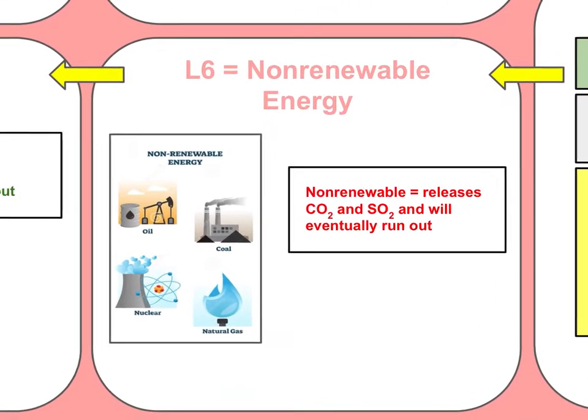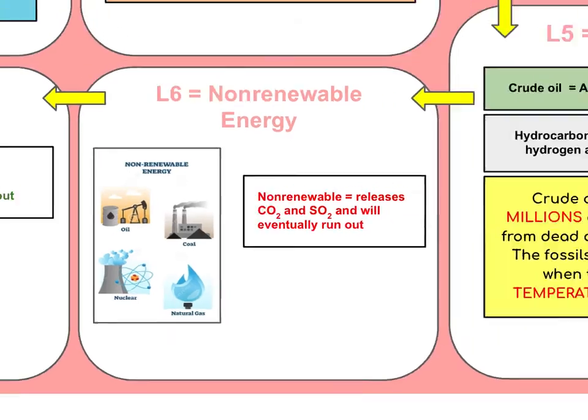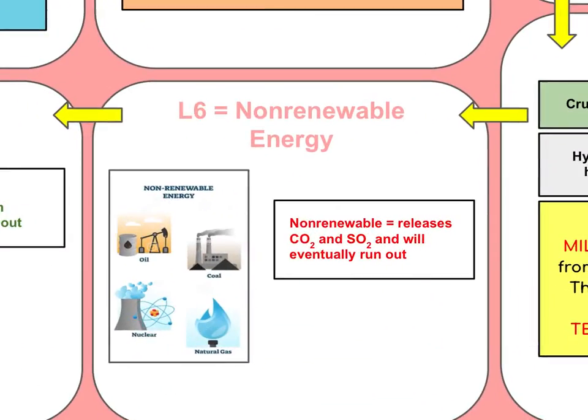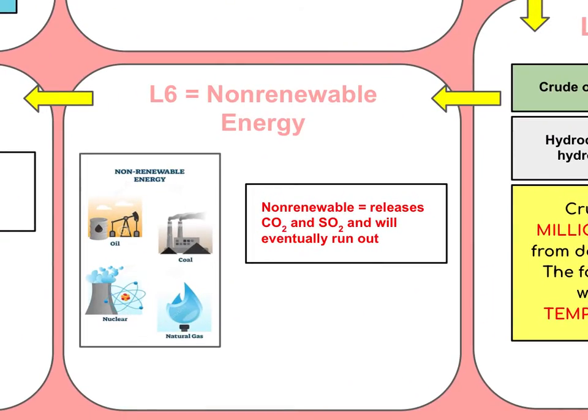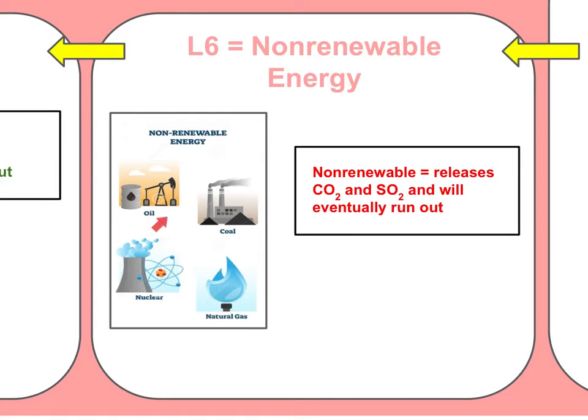On to lesson 6 then, we talked about non-renewable energy, and crude oil is a non-renewable energy. Oil, coal and natural gas are all fossil fuels. And then we've got nuclear, which we also find, but it will run out. So non-renewable is eventually going to run out. It's fuel that we can't replenish.